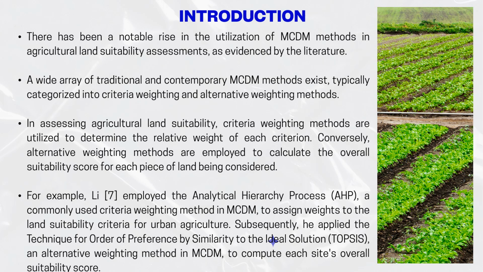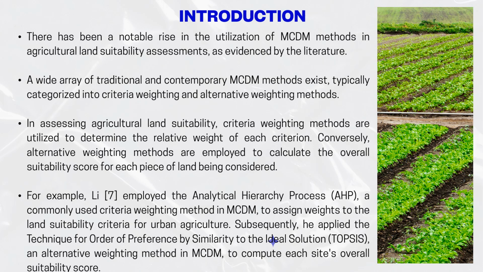So in the context of agricultural land suitability assessment, criteria weighting methods help calculate the degree of importance of each criterion, whereas the alternative weighting methods are usually used to determine the overall suitability score for each land parcel or location under consideration.